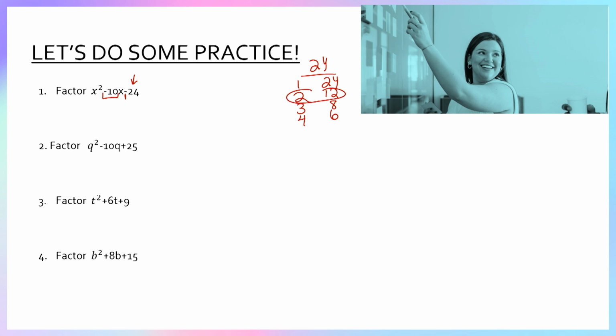Exactly right. So I'm going to build my 2 binomials. This second one is a subtraction, so I know one's going to be a positive and one's going to be a negative. So how am I going to put that 2 and that 12 in there to show that I subtract and get my negative 10? Positive 2 minus 12 gives me a negative 10. And then factors of x squared that I can multiply together to get x squared is going to be x and x. Good job. So I took my trinomial, factored it, and got my 2 binomials. Let's look at the next one.